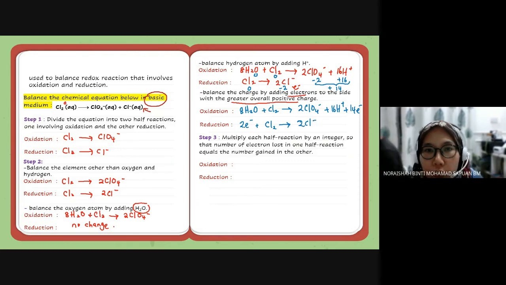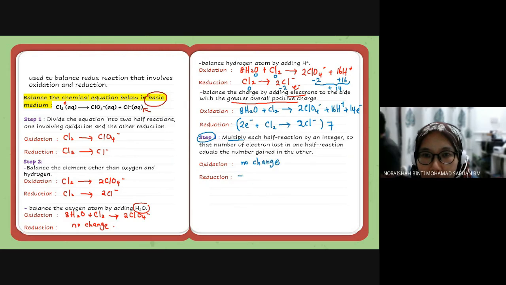Okay. So dekat sini step seterusnya kita kena multiply elektron tu sama rata antara oxidation dengan reduction. So kalau kita tengok kat sini, oxidation ada 14 elektron, reduction ada 2 elektron. Jadi kat sini kita boleh times 7 for reduction. So oxidation stay, no change.